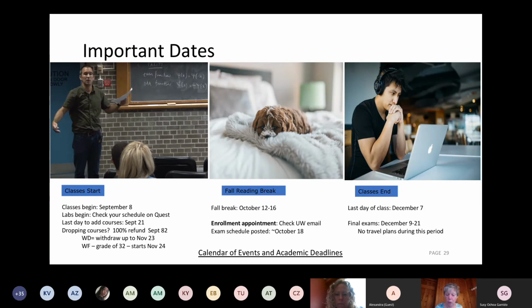You can see the exam schedule will be posted mid-October, and I've already told you how important that is. The link at the bottom of this slide is to the calendar of important events, and I'll provide a slide at the end with all these links. This is a really important table. It has all the dates: when classes start, when is the WD period, when is full tuition refund, half tuition refund, depending on when you drop. All these important dates are at that link. And then classes end and final exams, you can see there is an exam period there, and that's when there's no travel allowed or expected.